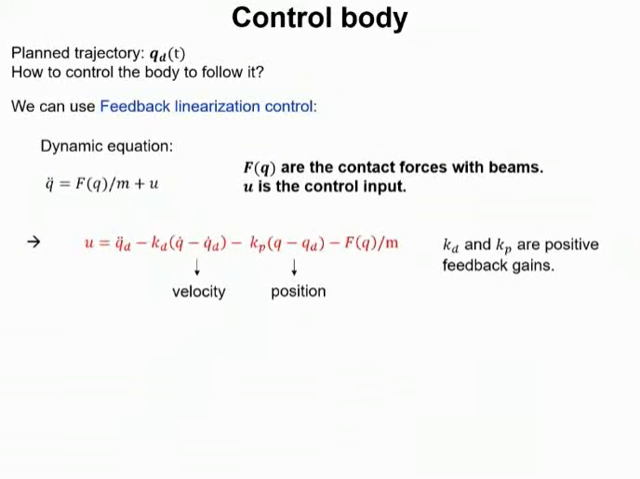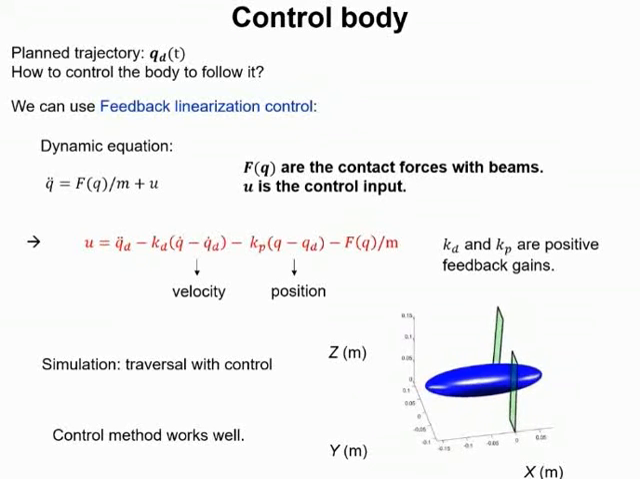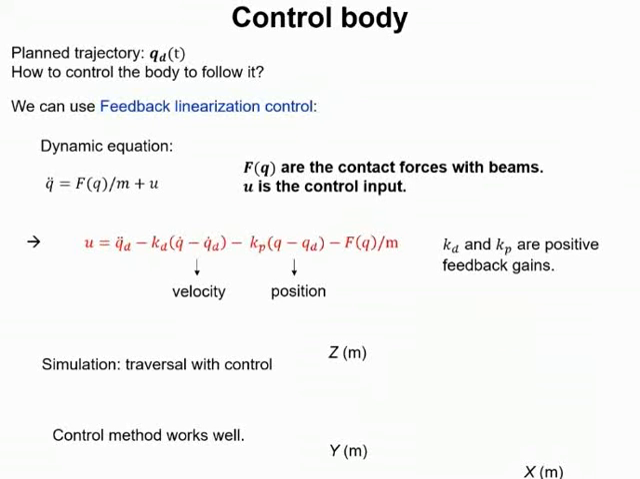After we have the planned trajectory, we need to control the body to follow it. Here, we use feedback linearization control. FQ are the physical interaction forces with the beams. U is the control signal we get from the control method. It's trying to decrease the error between the desired state and the current state. Applying this control method in simulation, we can see the body can traverse the stiff beams successfully.